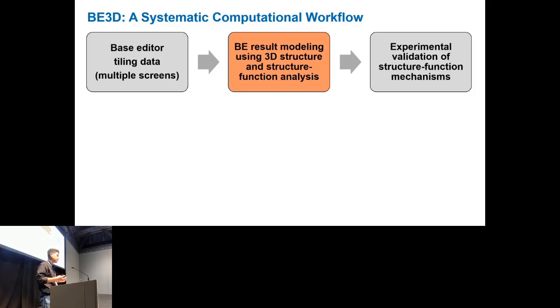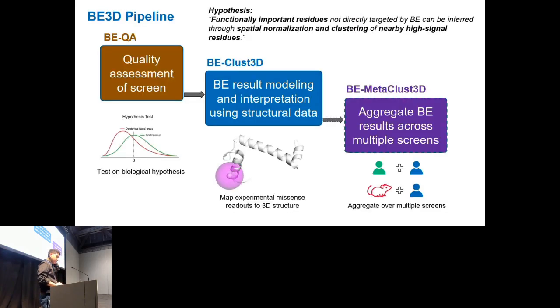Hopefully we can tackle those aforementioned limitations and also interpret a higher level of the structure function relationship with this pipeline. This pipeline consists of 3 steps, but the most important hypothesis of this pipeline is that functionally important residues that cannot be targeted by the base editor can still be inferred through 3D normalization and clustering of nearby high signal residues edited by the base editor.